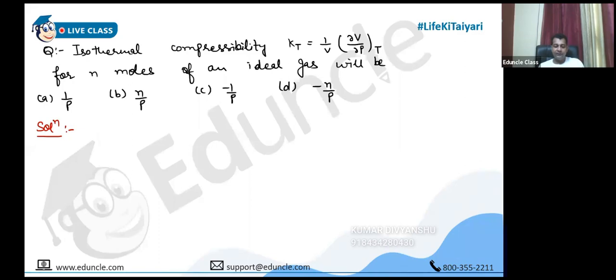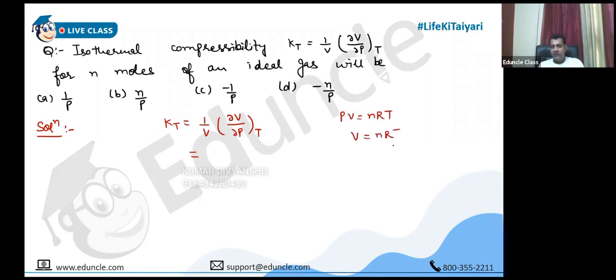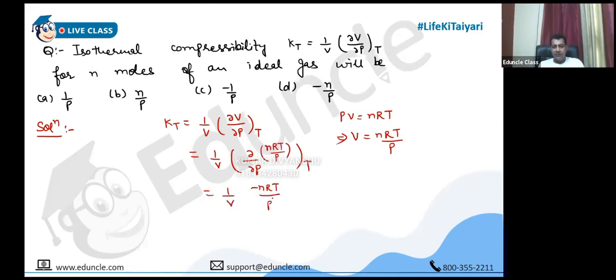It's wrong, Rishika. See, the definition is Kt equal to 1 by V, curly V by curly P. Now, for n moles, we have PV equal to nRT. So, V is equal to nRT by P. Na? Differentiating nRT by P, it becomes minus nRT by P square. Na? And nRT by P is what? V. Na?